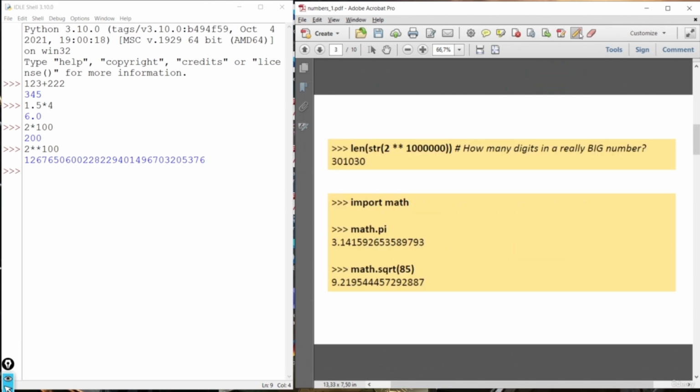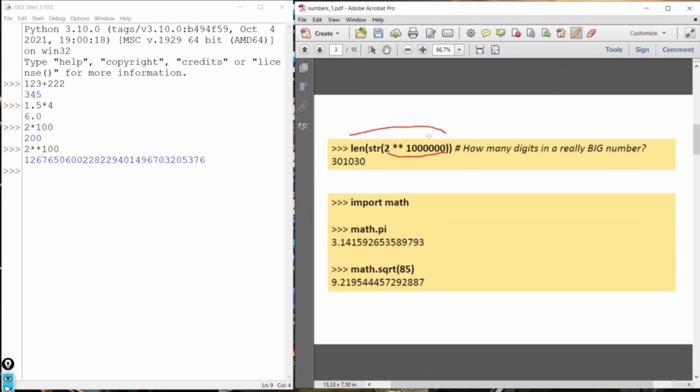Okay, Python can calculate very long numbers. Here, this is 2 to the power 1 million. We have 6 zeros here. Even Python can calculate this number. When this number is calculated, we get a very large integer, and the number of digits in this integer can be calculated with this command.